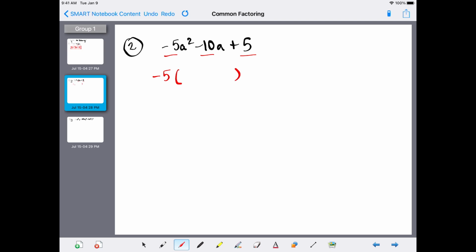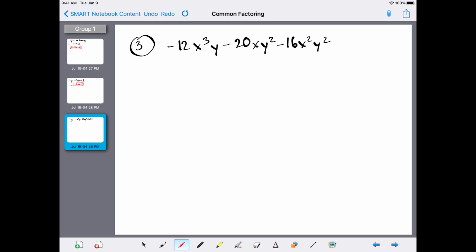So now we open up the brackets and we do the same thing we did in the previous example. -5a squared divided by -5 is just a squared. -10a divided by -5 is going to be plus 2a. And then 5 divided by -5 is just -1. Okay, and then we're done, and again we can check. -5 times a squared is -5a squared. -5 multiplied by 2a is -10a, and -5 multiplied by -1 is plus 5. So we have done it correctly.